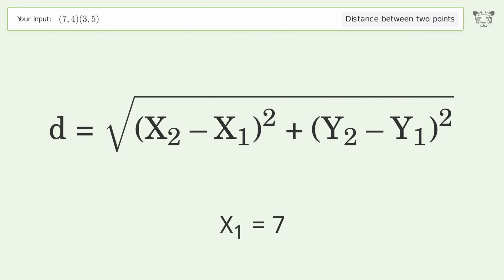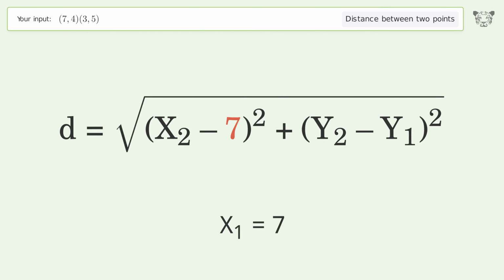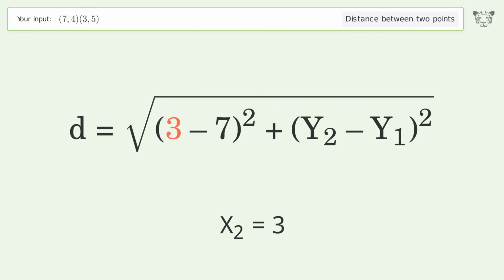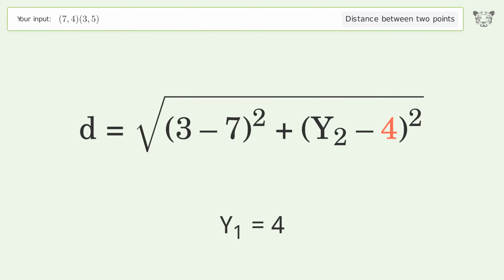x1 equals 7. x2 equals 3. y1 equals 4. y2 equals 5.